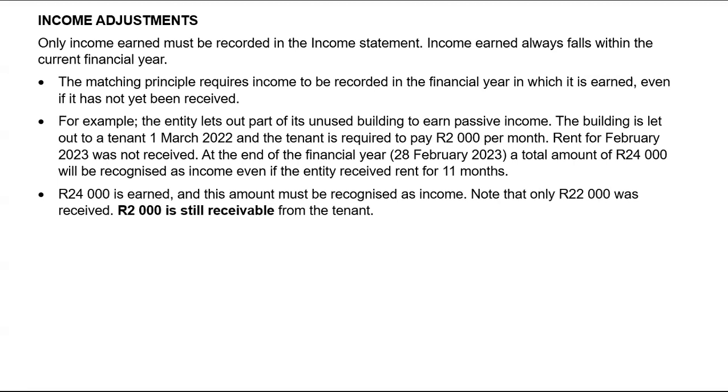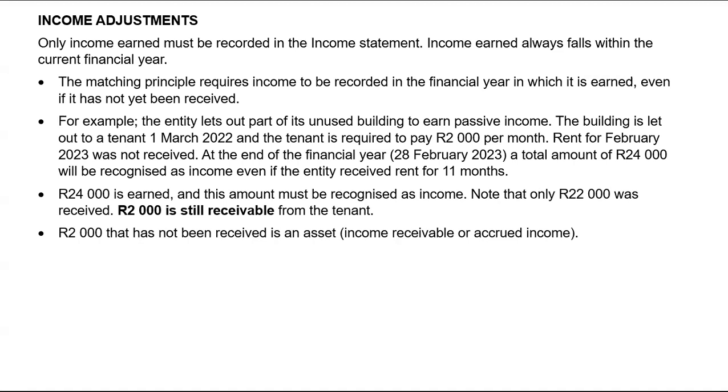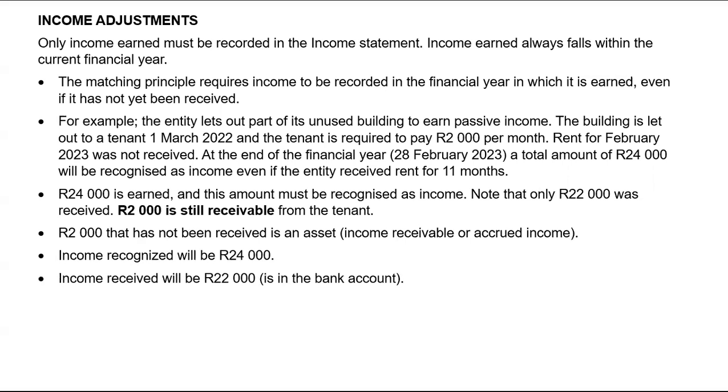Note that only 22,000 rand was received, meaning that 2,000 is still receivable from the tenant. That 2,000 that is receivable from the tenant will be recognized as an asset. It is income receivable, or you recognize it as accrued income. Now, income to be recognized shall be 24,000 rand, and the 2,000 rand shall be recognized as accrued income since it has been earned, but it has not yet been received. It is owed to us because we have provided property for 12 months, but we only got paid for 11 months, which is 22,000 rand.